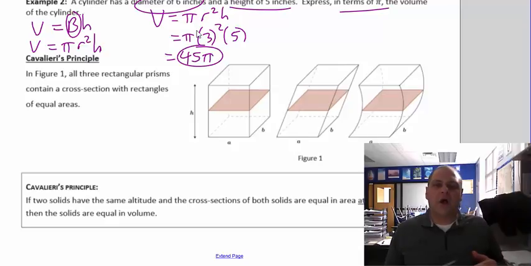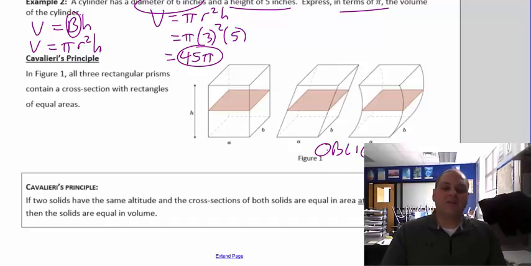We're going to look at a principle called Cavaliere's principle. In figure 1, all 3 rectangular prisms contain a cross-section with rectangles of equal areas. See how we have 3 rectangular prisms here. You've got this regular one, called a right rectangular prism, where everything makes right angles and everything's perfect. But then they have this one and this one, where this one's kind of leaning over and this one's all kinds of messed up, kind of curved. These are called oblique. They're not right, they're oblique.